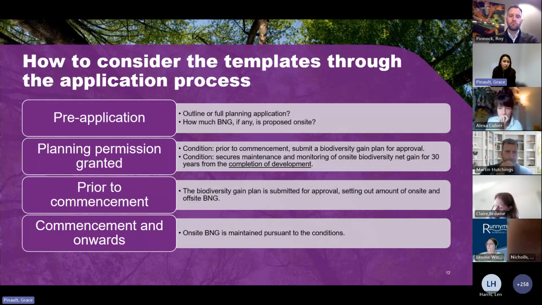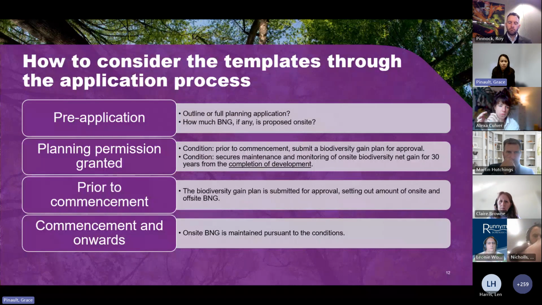Now, I think when looking at applying the templates and dealing with biodiversity net gain, it really is about understanding the development process. So thinking about, what is the new regime actually requiring? What does that look like at the pre-application stage, stages where the permission's been granted prior to commencement, and commencement onwards after the development has been implemented? And part of this is keeping in mind that the Town and Country Planning Act, as it's been amended, imposes a statutory deemed condition on really every single planning permission in England, subject to limited exceptions, that prior to commencement, they submit a biodiversity gain plan for approval.